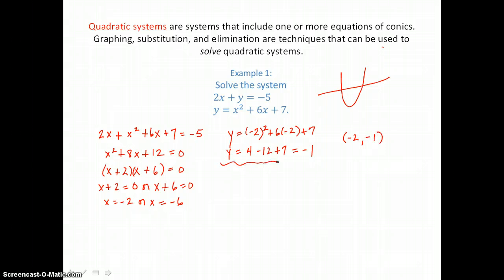And now we'll look for another point of intersection by putting negative 6 in for x. And simplifying, we get 36 minus 36 plus 7. So that is going to have a value of 7. So another point of intersection is x is negative 6 and y is 7. So 2 points of intersection for this parabola and this line.